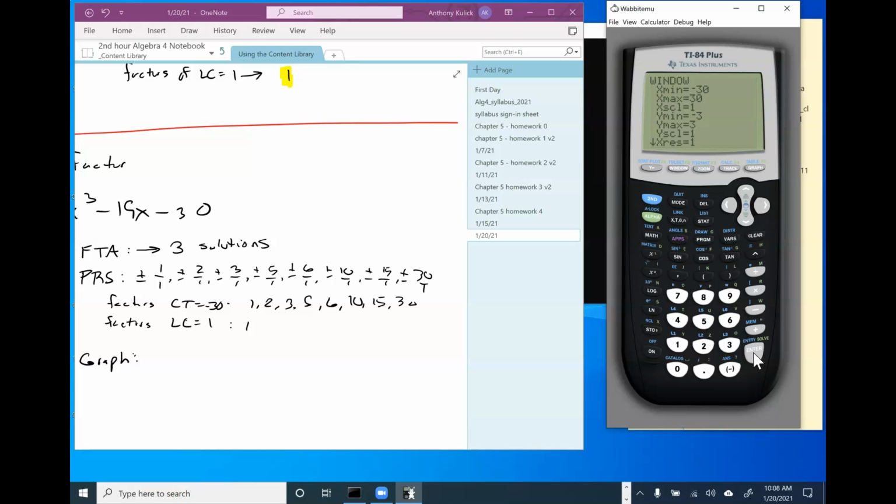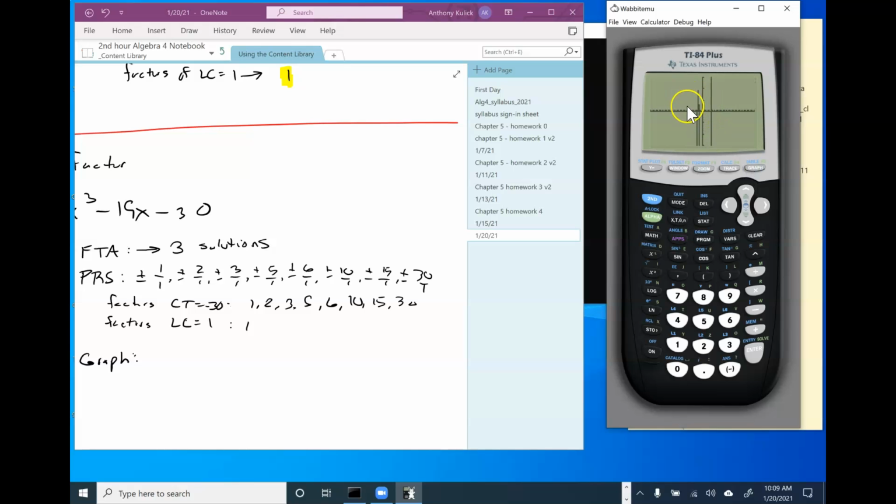The y min and y max just need to be negative and positive numbers. Usually I do something fairly close to 0. I did -3 and +3, but it doesn't really matter. You could have -5 and +5 or -1 and +1. All we really need to see is where the graph is crossing the x-axis. So I'm going to hit graph now.